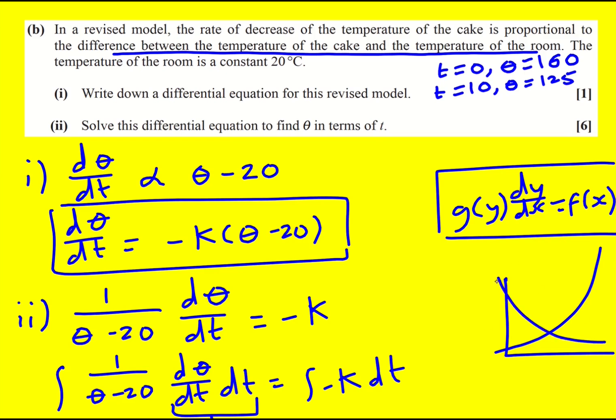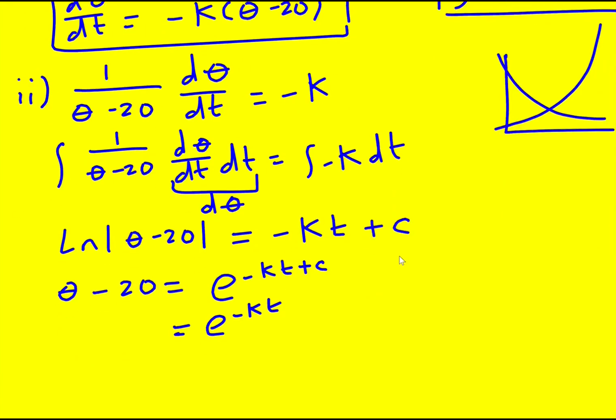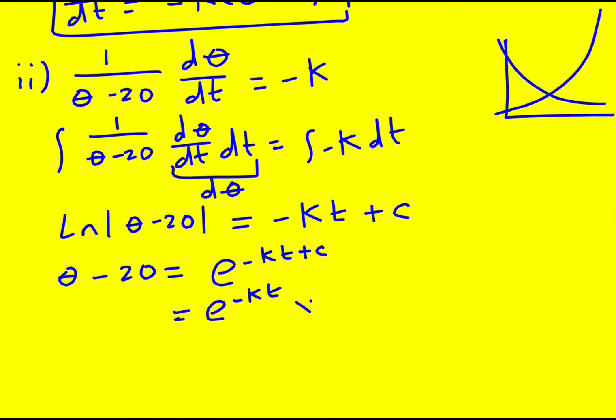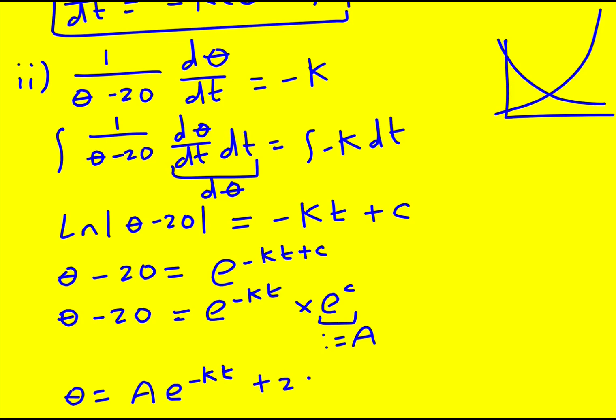So I know it's going to be something like an exponential decrease. I've just got this minus 20, which makes it a little bit different. I know I'm going to get a negative exponential out of it. So once you know that, this is the standard way that you deal with it. E to the minus kt times e to the c, which I'm now going to label as a new constant, let's call it capital A. So that means theta is going to be A times e to the minus kt plus 20.